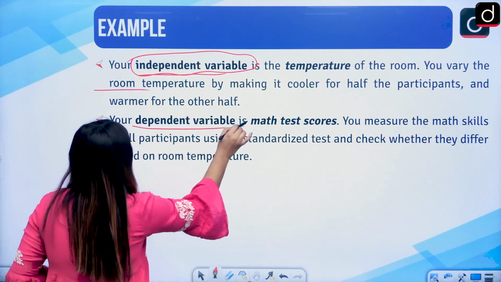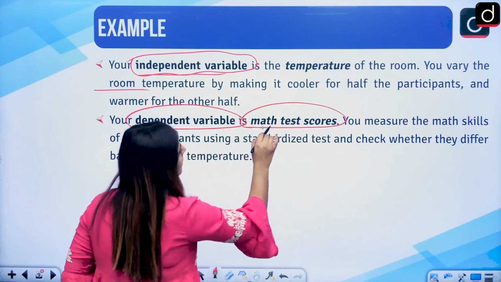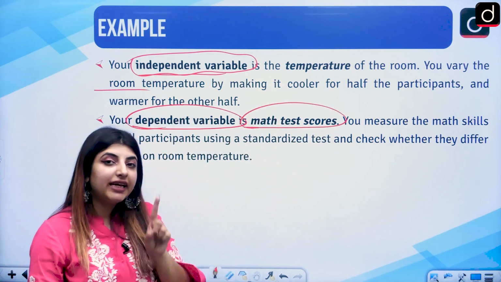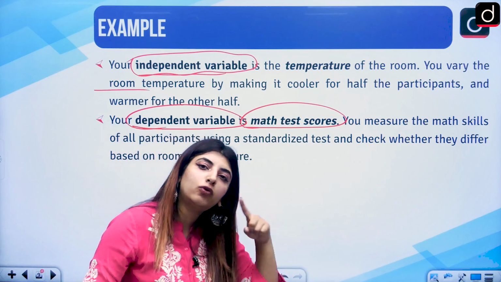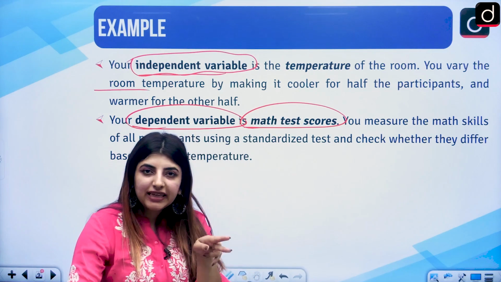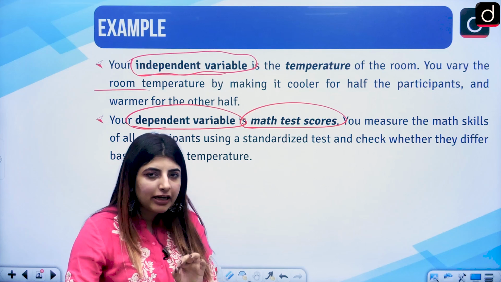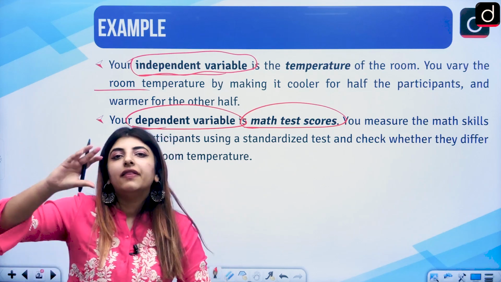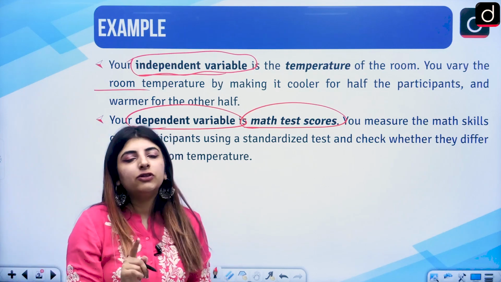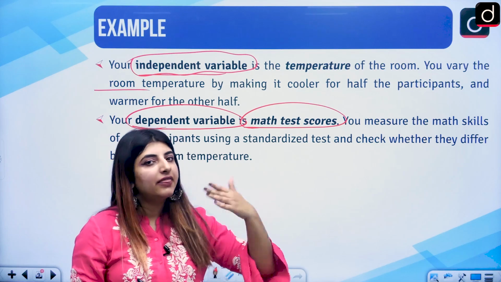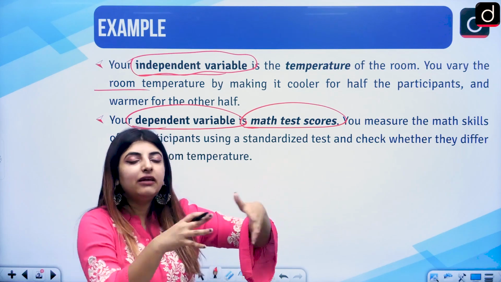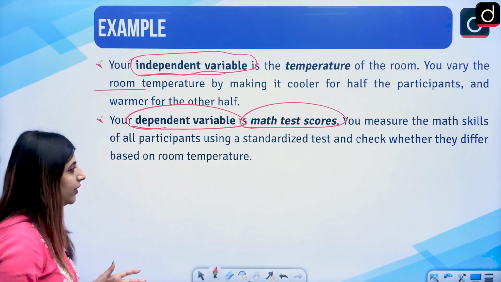And the dependent variable will be the test scores because they are dependent on the room temperature. Now you are seeing the difference. Now you are all able to identify what I was trying to tell you all, that the independent variable is always manipulated, while the dependent variable is the one on which we see the effect of what we are doing, right?